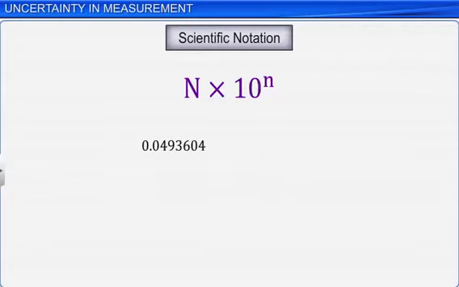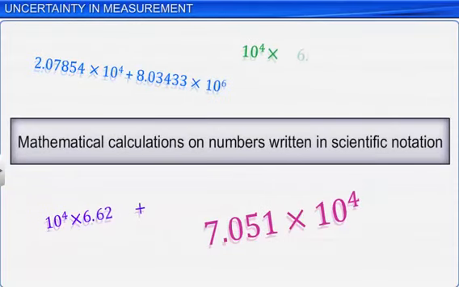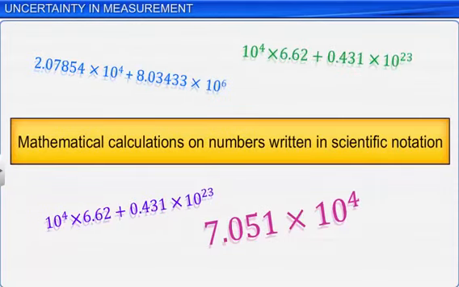Similarly, the number 0.04936604 is written as 4.93604 multiplied by 10 raised to the power of -2. Here, we have to move the decimal point 2 places to the right. Hence, we can say that the exponent is -2 and the coefficient is 4.93604.